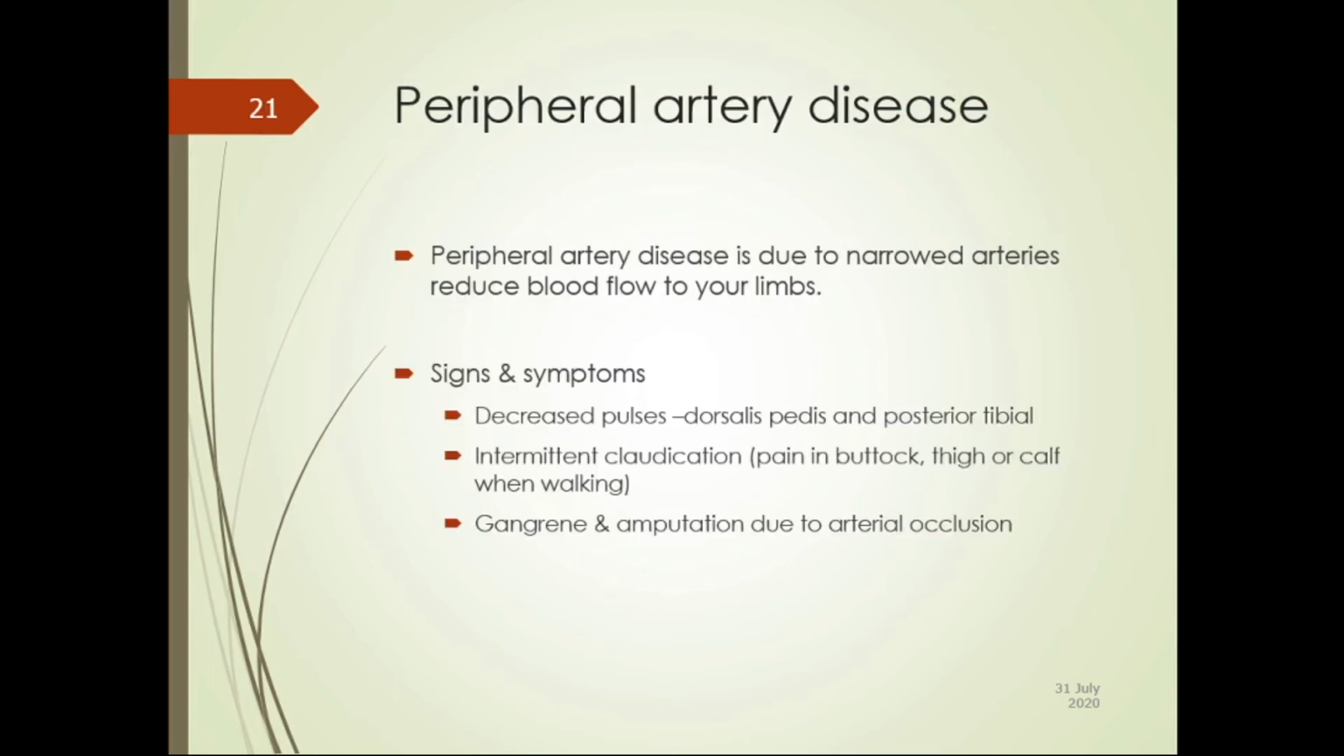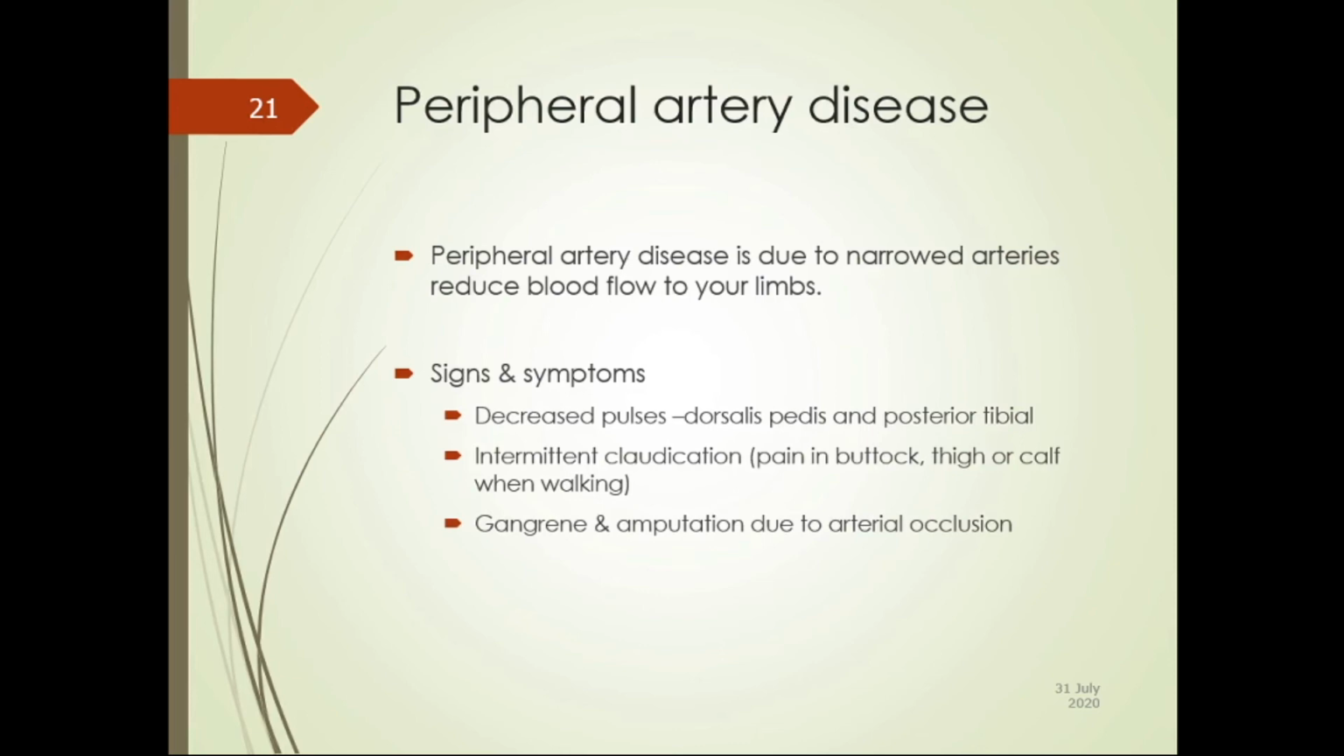So let us now go into the third macrovascular complication and the final complication of diabetes, which is peripheral vascular disease. Peripheral artery disease is due to narrowed arteries that reduce blood flow to the limbs or to the extremities. Some of the signs and symptoms include decreased pulses, and the notable ones are dorsalis pedis and posterior tibial. These 2 are predictors of major macrovascular and also microvascular complications of diabetes.